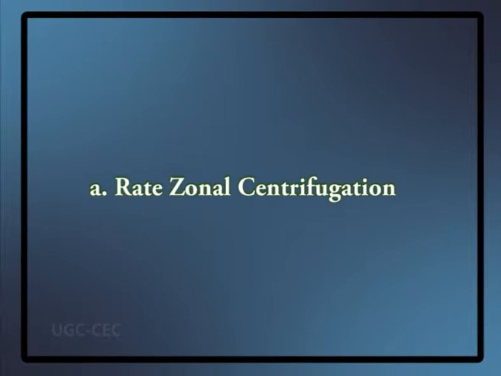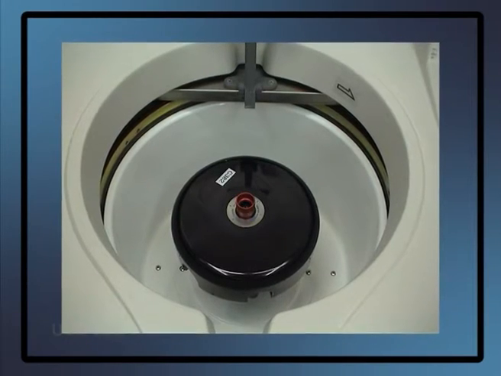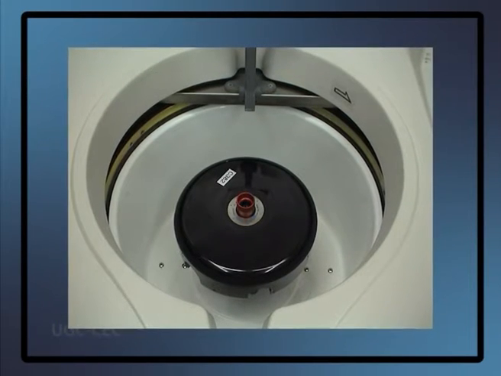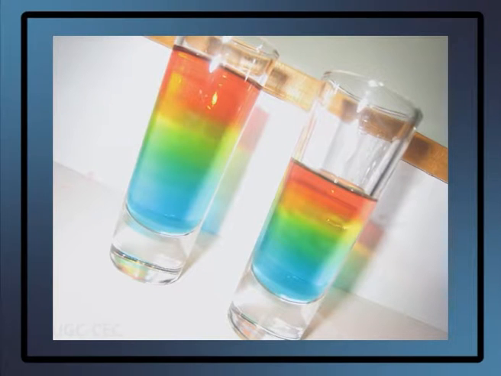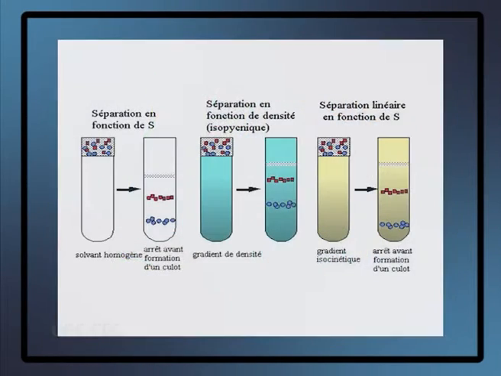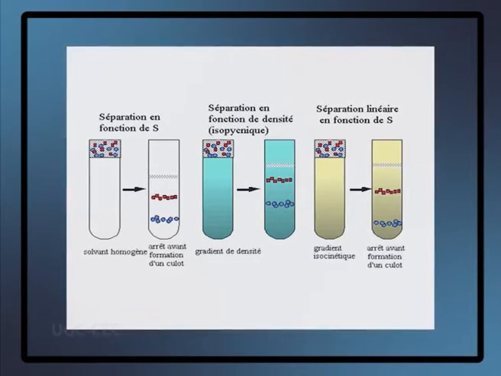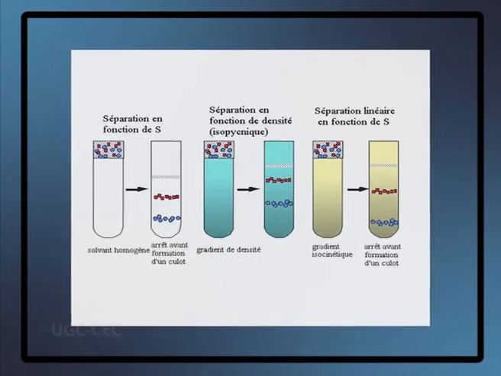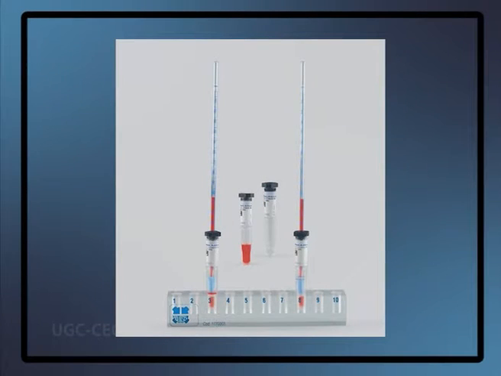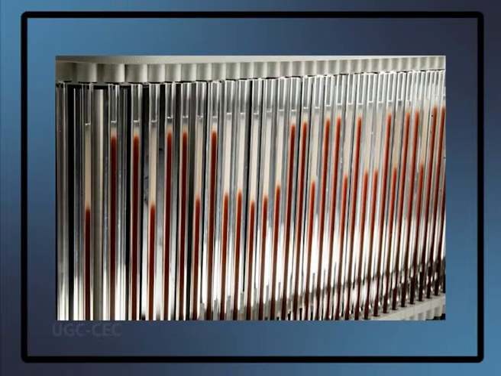A. Rate zonal centrifugation. In this type of centrifugation, particles are separated in terms of their molecular mass. The sample solution is layered on top of the density gradient, and under centrifugal force, the particles will begin sedimenting through the gradient in distinct zones, each zone consisting of particles characterized by the same sedimentation rate.